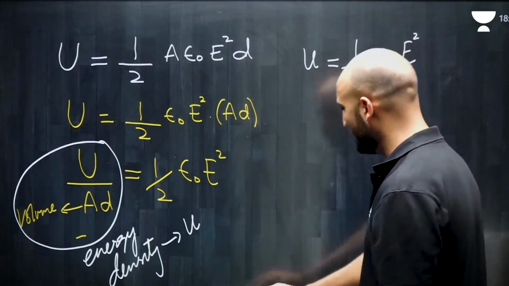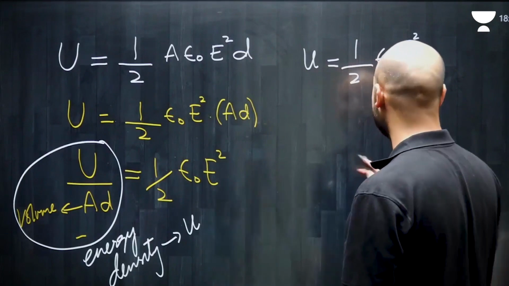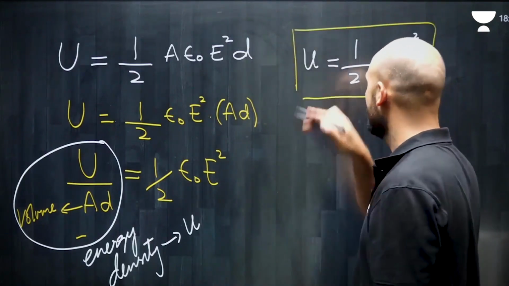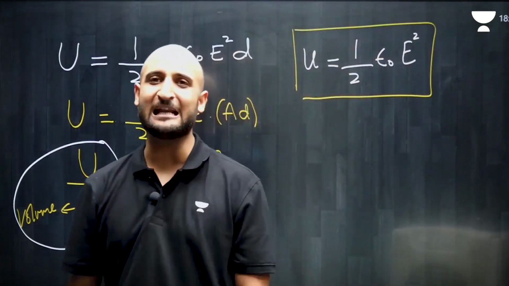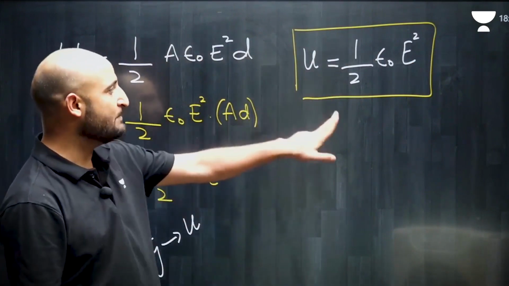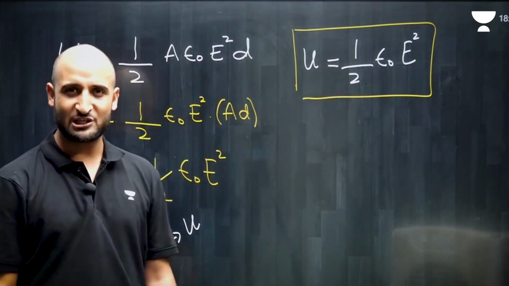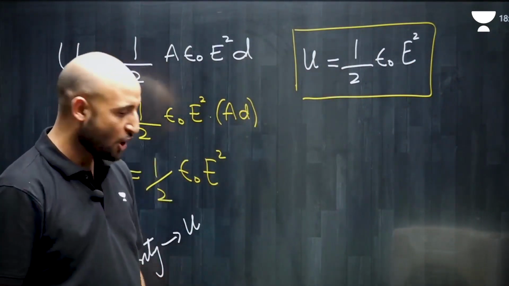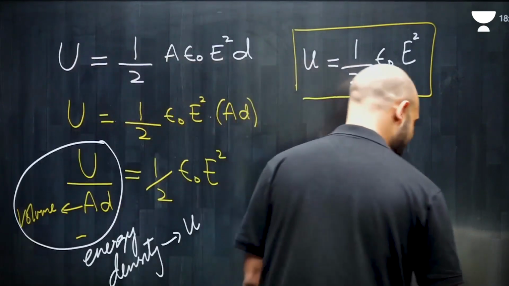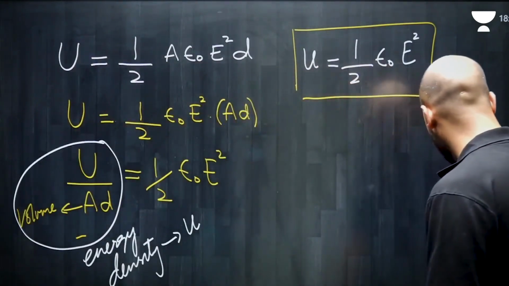My small u, which is energy density, is equal to 1 by 2 epsilon naught into E square. So you will get one more equation here, maybe we may need it in some numericals. So the energy density of the parallel plate capacitor is equal to 1 by 2 epsilon naught E square. That's all about your first part.